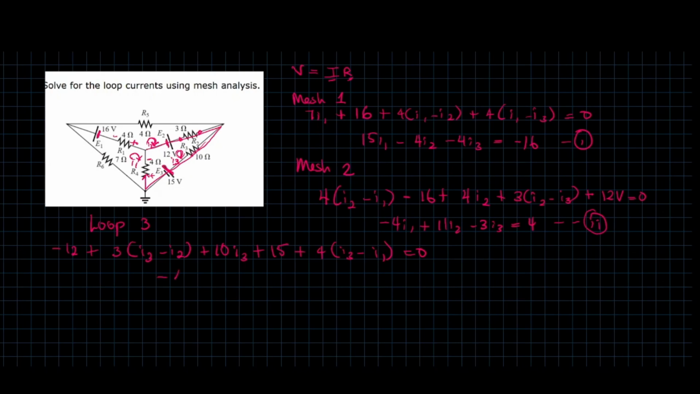If you simplify this, you get minus 4 I1 minus 3 I2 plus 17 I3 equals minus 3. This is your third equation. This is a simultaneous equation. I feel like we can all solve them. If you solve it, you get that I1 equals minus 1.268 amps, I2 equals minus 0.238 amps, and I3 equals minus 0.517 amps. This is your final answer. Thank you for listening.